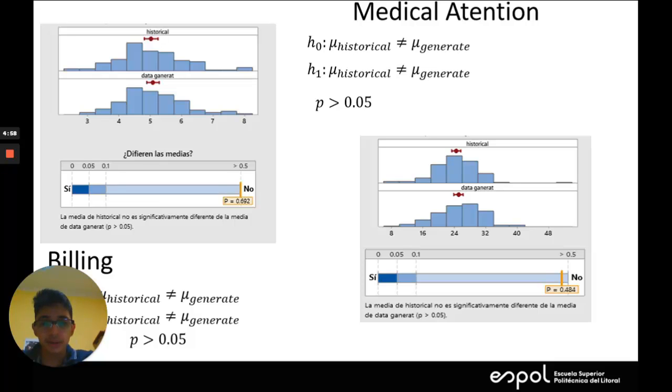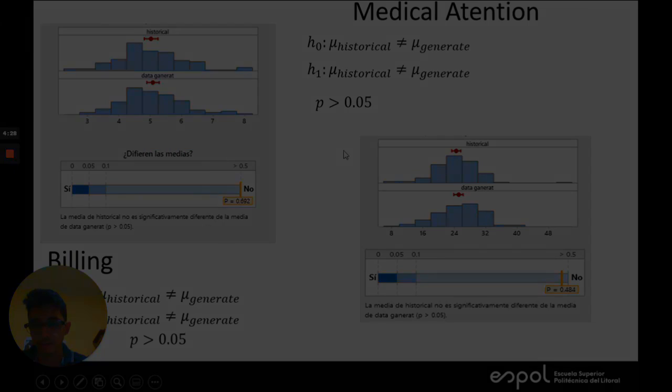Finally, we have the hypothesis test. This hypothesis test is important because it tells us if the generated data that were used are reliable. Then we proceed to calculate the p-value that tells us if the means are equal. In both cases, the p-value is greater than 0.05. So, for this reason, the generated data is useful.